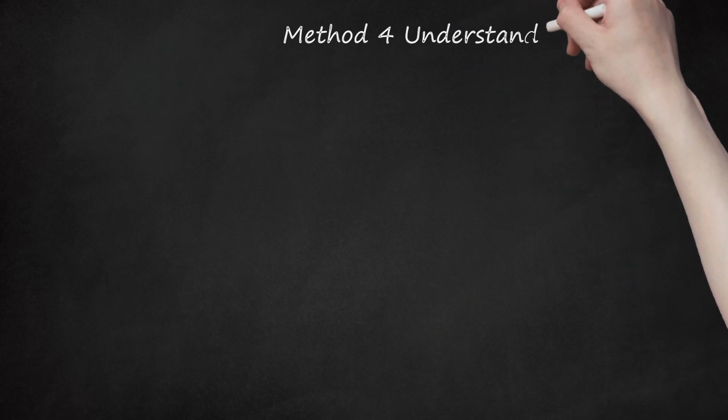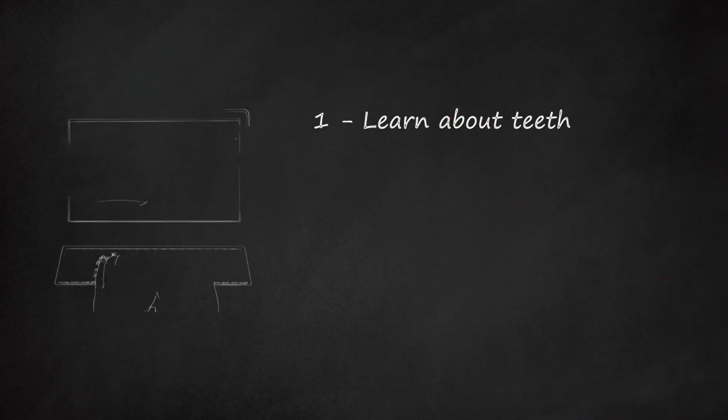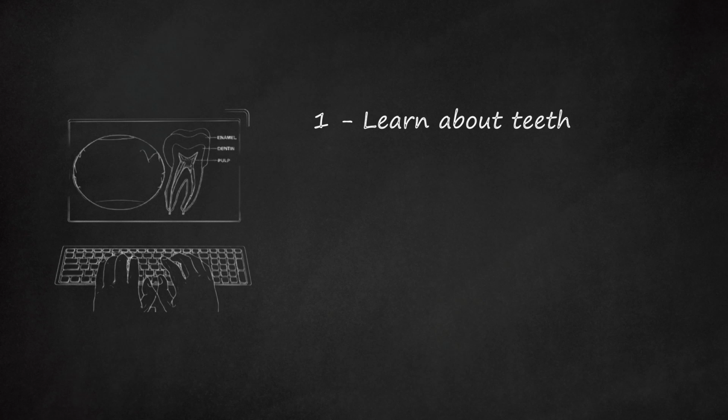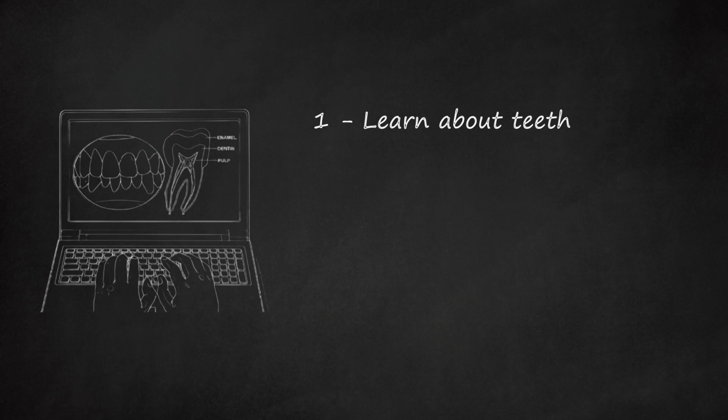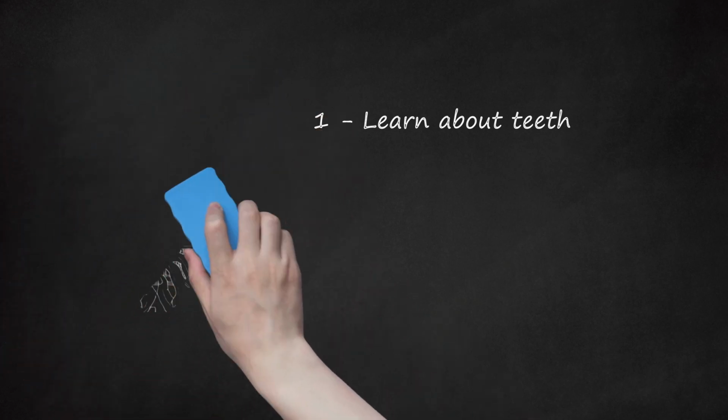Method 4. Understanding tooth decay. 1. Learn about teeth. Your teeth are a type of tissue made up of minerals with a hard exterior called enamel. The enamel covers dentin, which is softer than enamel. These layers protect the pulp, which is made up of nerves and blood supply to your teeth. This enamel can be damaged by bacteria in a process called demineralization, leading to cavities, tooth decay, and other dental problems.